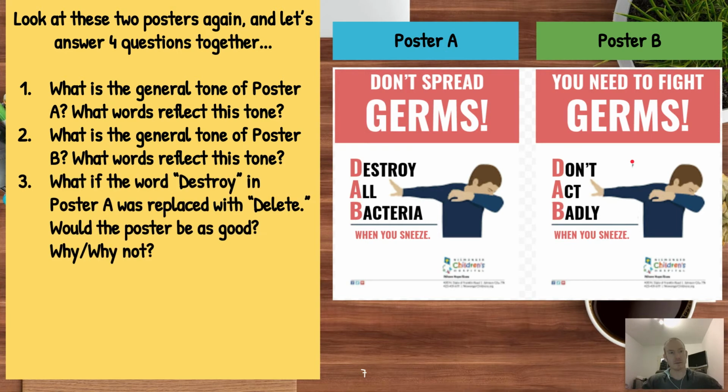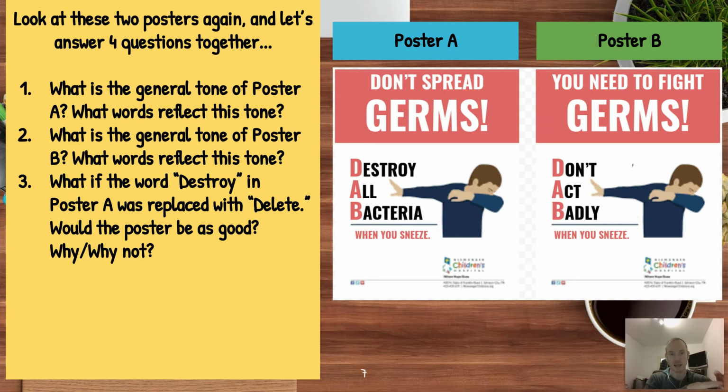Then the next question is, what if the word destroy in poster A was replaced with the word delete? Would the poster be as good? Why or why not? Don't spread germs. Delete all bacteria when you sneeze. Sounds weird, right? We don't use the word delete when we're thinking about getting rid of germs. We think of the word delete when we're typing something on the computer and we're getting rid of a sentence or deleting a file.